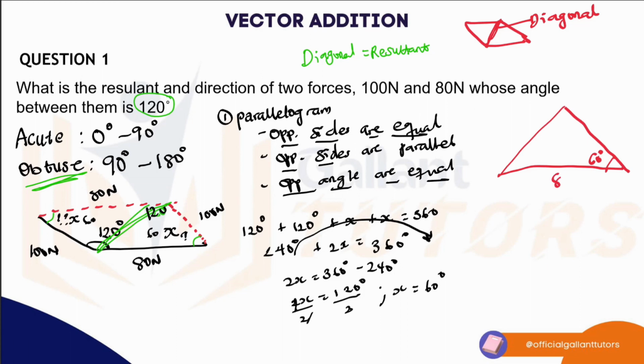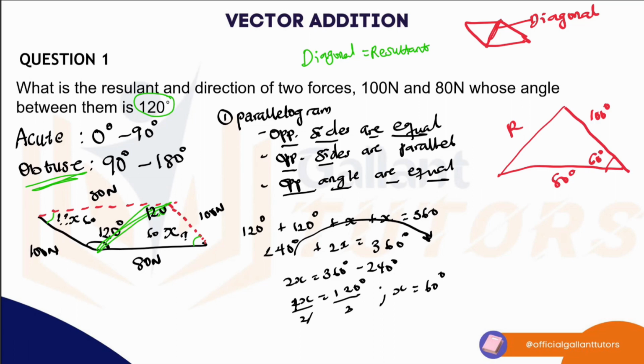Here's 60 degrees. Here's 80. Here's our R, that 80 Newton I mean. Here's 100 Newton. Is that clear? Alright. So we want to look for this part. We want to know what this is, what our R is.